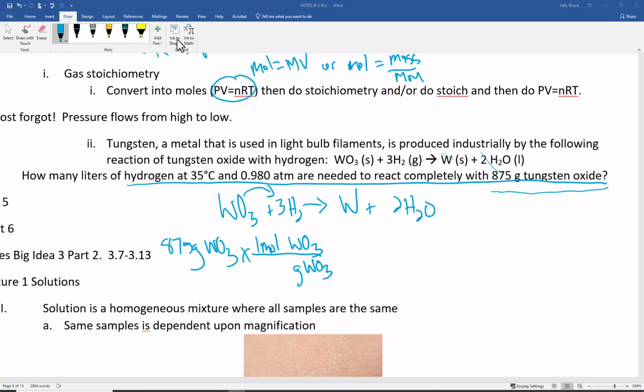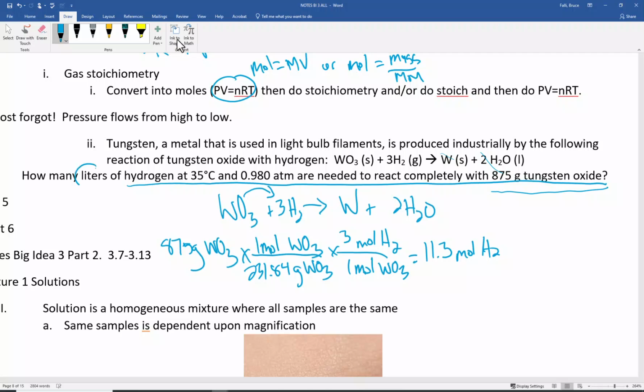So tungsten is 183.84 from the periodic table. 183.84 plus 3 oxygens are 48 is 231.84 times dividing bar. Now I want to go into moles of H2. 3 moles of H2 and 1 mole of WO3. So 875 divided by 231.84 times 3 is 11.322.